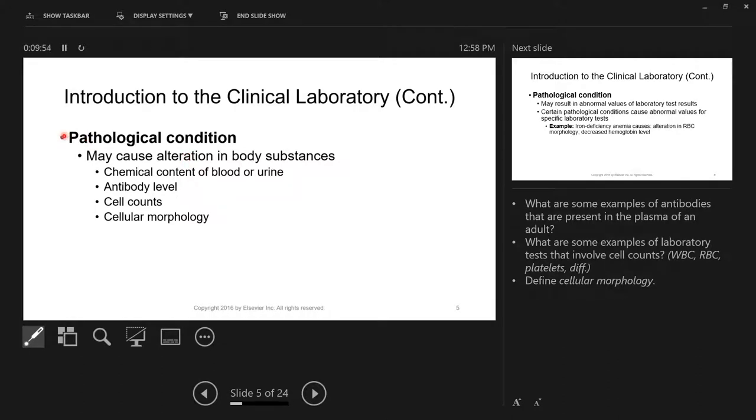If we are not in homeostasis, this may be because of a pathological condition. Pathological conditions cause alterations in body substances. So you have changes in the chemical content of the blood or urine. Your antibody levels may be up. Your cell counts may change. For example, during an inflammatory or disease process, you would see white blood cell counts going up because white blood cell counts increase when we need to fight an infection. Cellular morphology, cells changing their physical shape and structure in the presence of a disease.